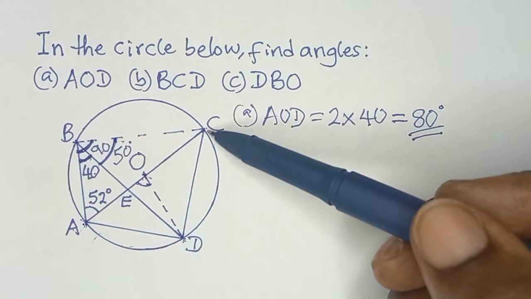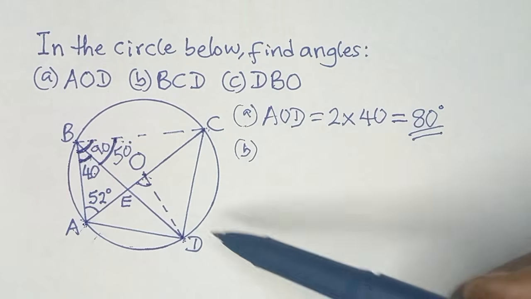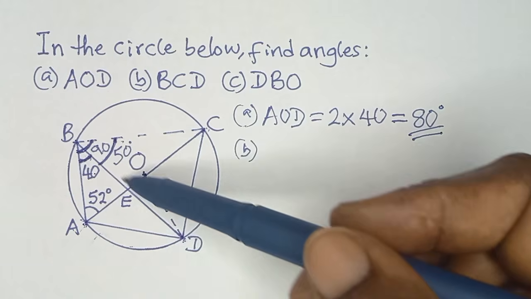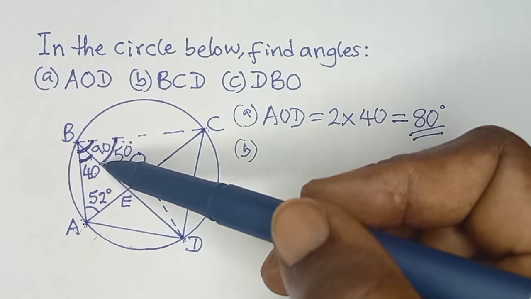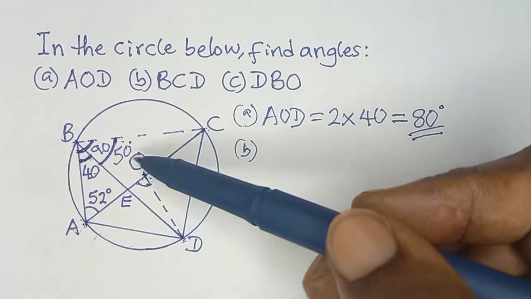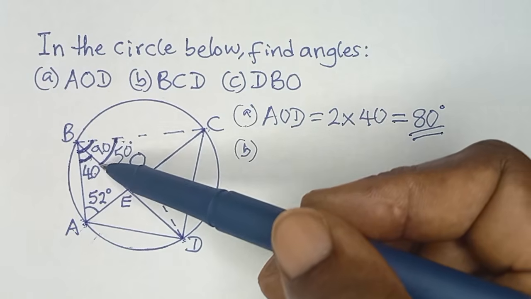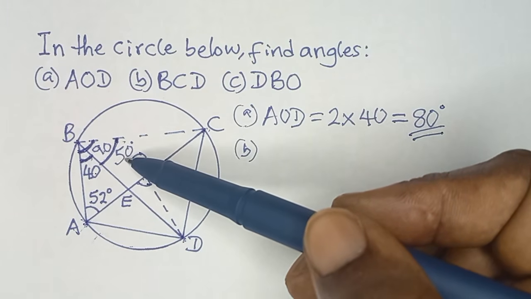Hope you can see that. A line from C to B, and then this line from D to B. The two lines are forming this 50 degrees that I just obtained now. The two lines form this 50 degrees.